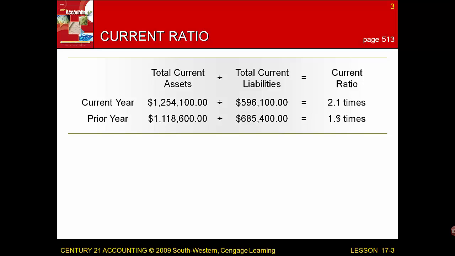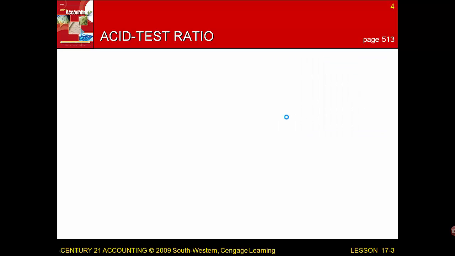Again, we looked back and we saw that the prior year's ratio was lower because of the company's fast expansion. But this year the ratio is looking much better. So here we have our acid test ratio.